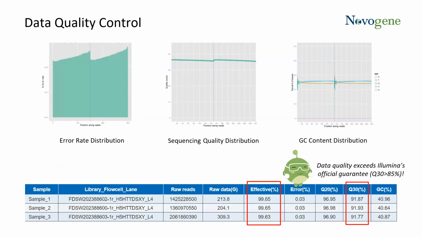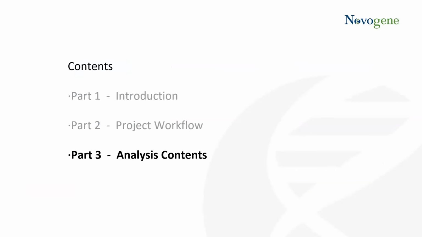Also, it is pretty common that the data provided by us actually exceeds Illumina's official guarantee of Q30 above 85%. In this example, it was around 92%. So to summarize, we have really good quality data. So what are the options from there? To answer the question, we will need to go through a little bit into the analysis content of our most common bioinformatic pipeline.